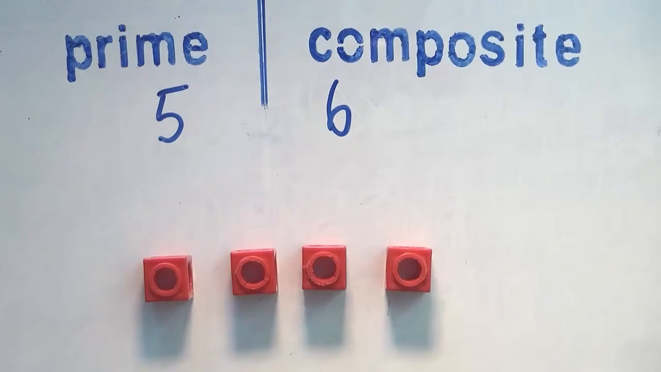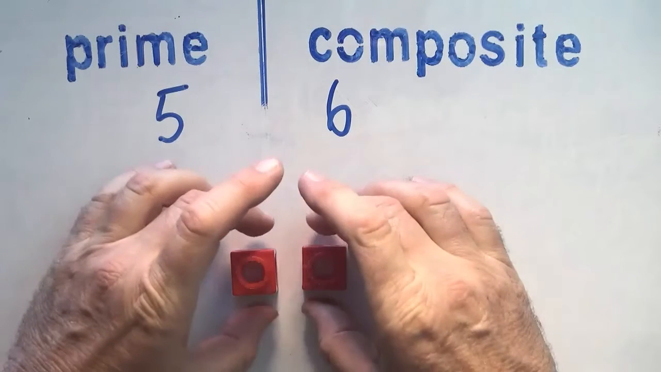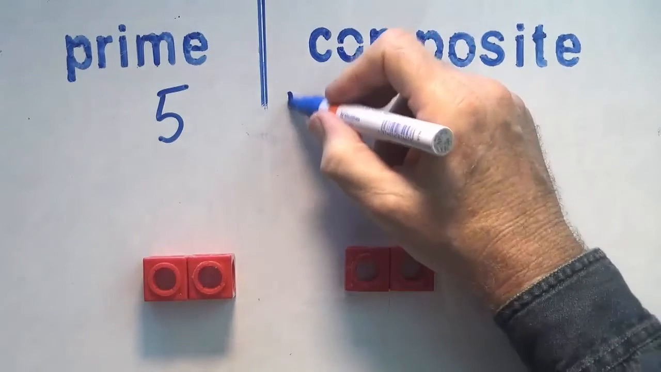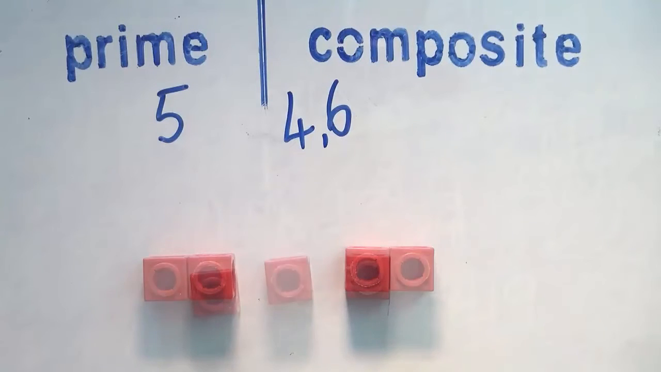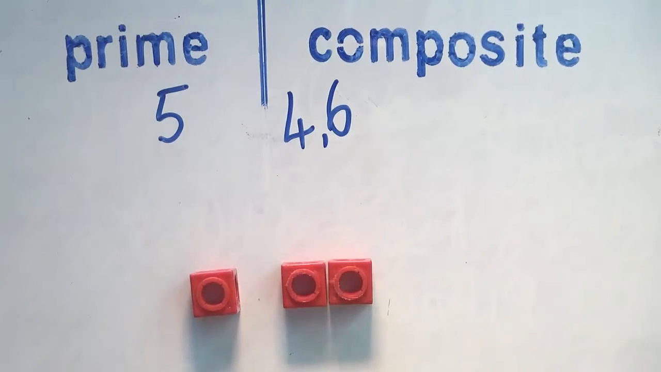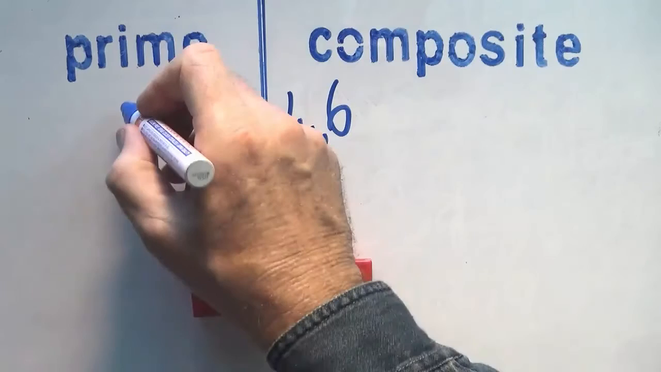Let's have a look at 4. 4 I can turn into 2 groups of even size. 4 is composite. Now 3 I can divide like this, but they're not the same size. So 3 is prime.